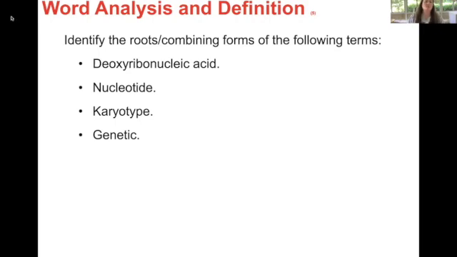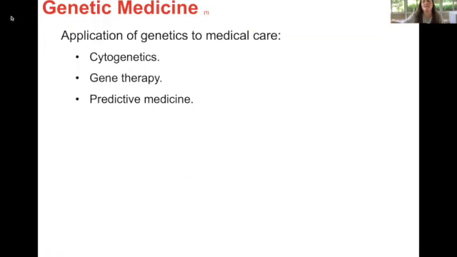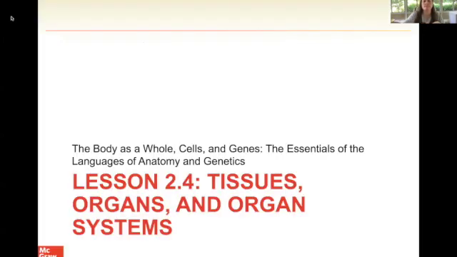Okay, now you're supposed to identify roots, combining forms of these terms. That means they want you to actually write it down. No, you're not turning this in, but the more you practice this, the better prepared for quizzes and tests you're going to be. Now, genetic medicine. We have different types of medical care based on genetics. When I covered genetics in Bio 1, 2, 3, I actually specified part of this about how you can get tested for some of these. It was right before we did the Harry Potter labs.